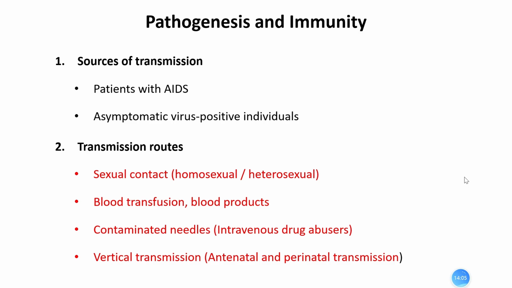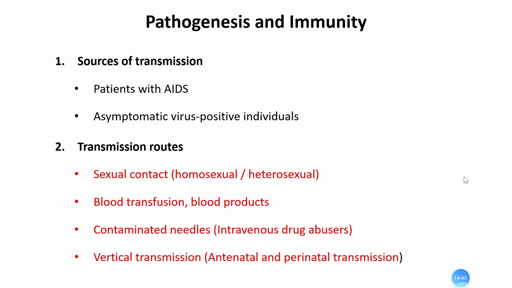The transmission routes can be in different ways. The most common way right now is sexual contact, either homosexual or heterosexual contact. Even though at the time of discovery in the early 1980s it was mainly homosexual contact, right now it's different. Like in China, heterosexual contact is the major way.